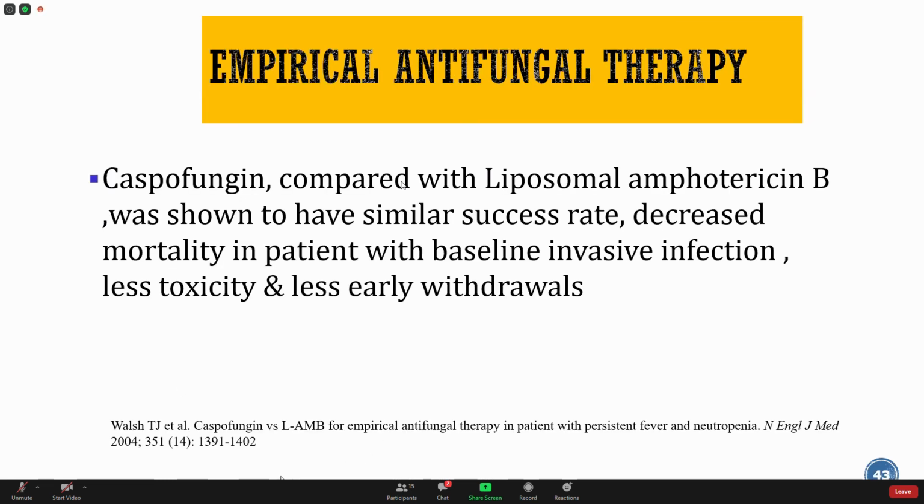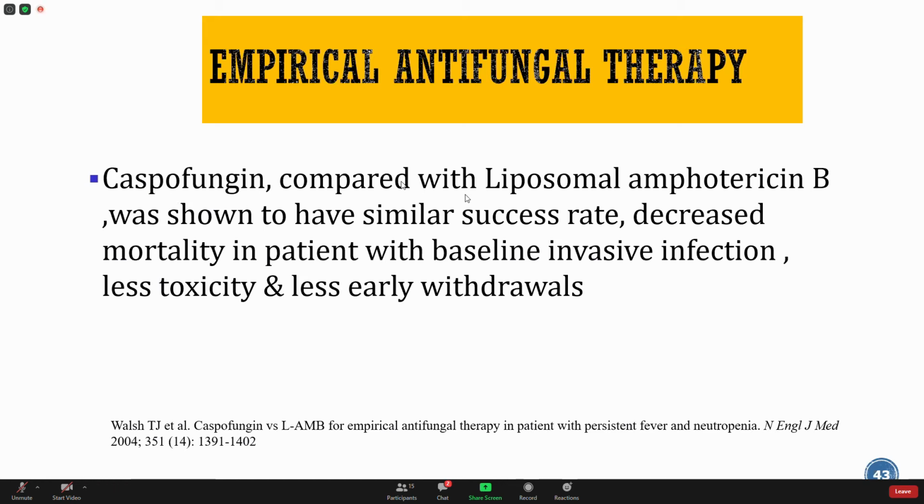One study published in the New England Journal of Medicine, quite an old study, 2004, compared caspofungin versus the liposomal amphotericin B products, and had shown that they have similar success rates, but the toxicity with caspofungin was much lower.